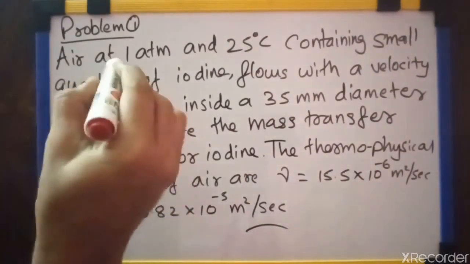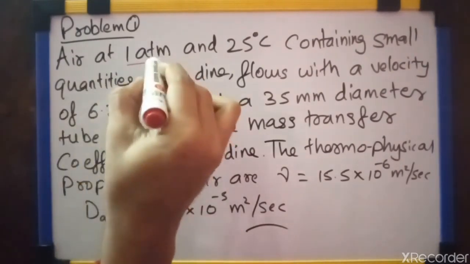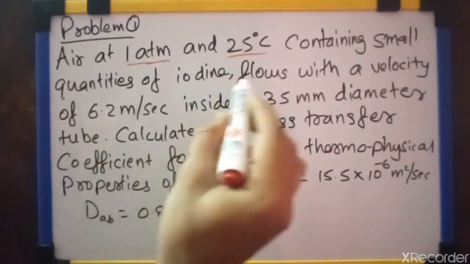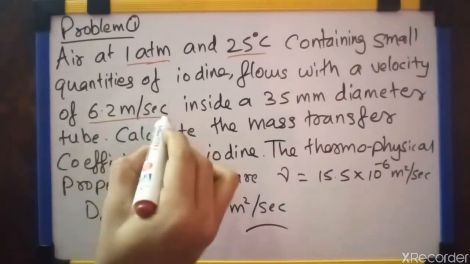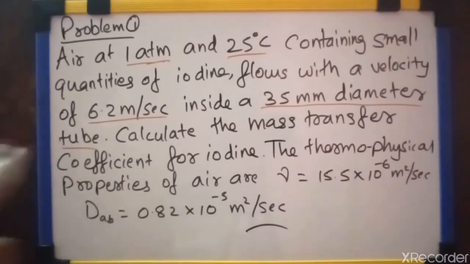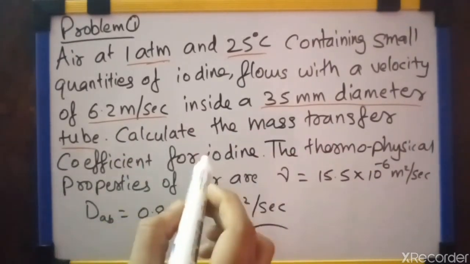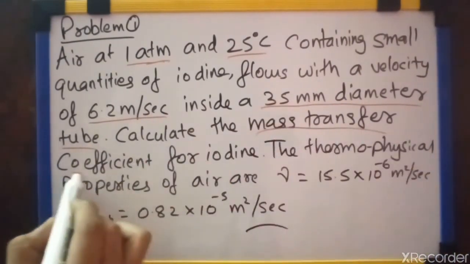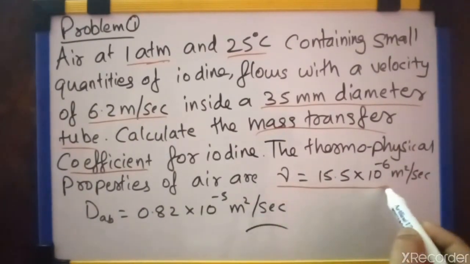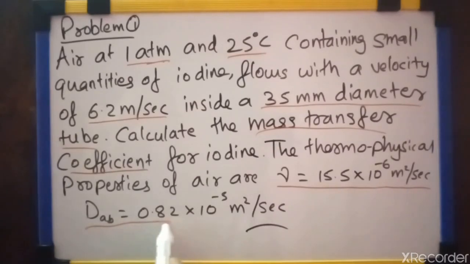In this problem, air at 1 atm and 25 degrees, containing small quantities of iodine, flows with a velocity of 6.2 meter per second inside a 35 mm diameter tube. The geometry is a tube. We have to find out the mass transfer coefficient for iodine, and the thermophysical properties of air are nu and DAB as given. This is the question.